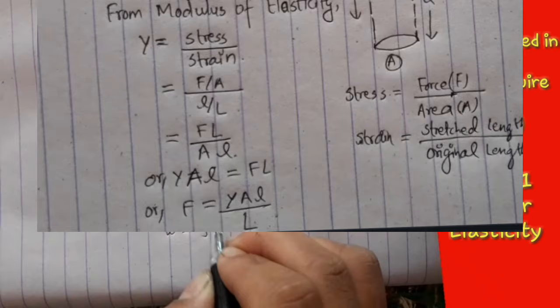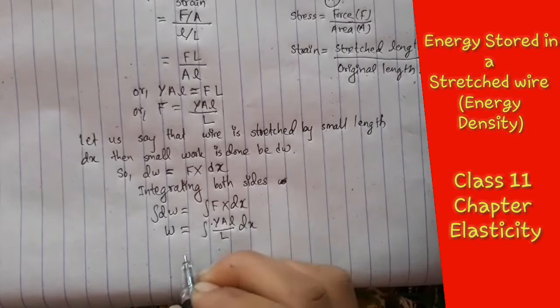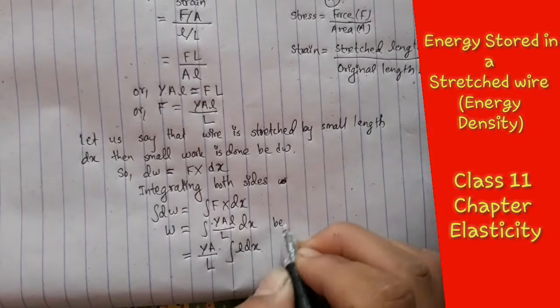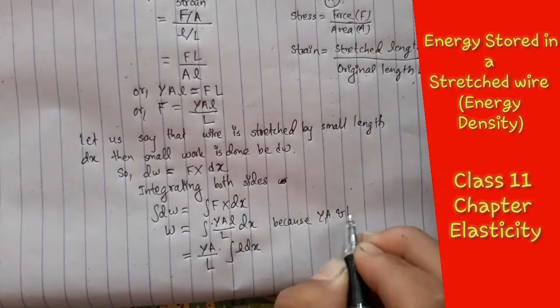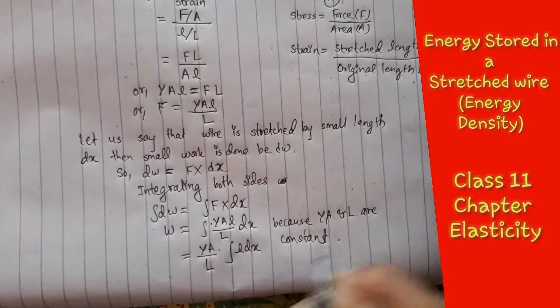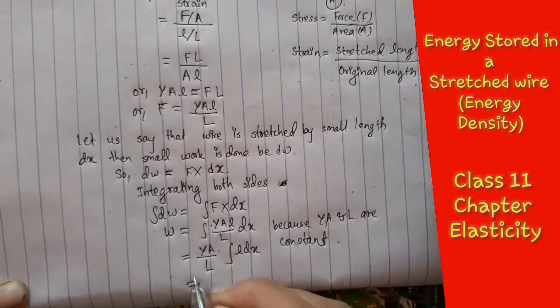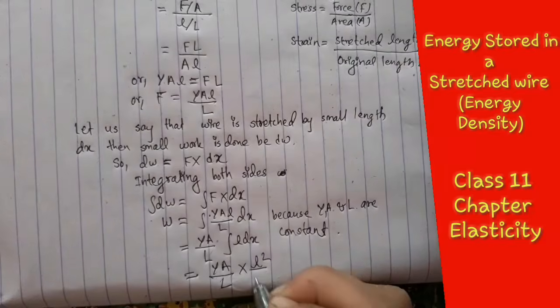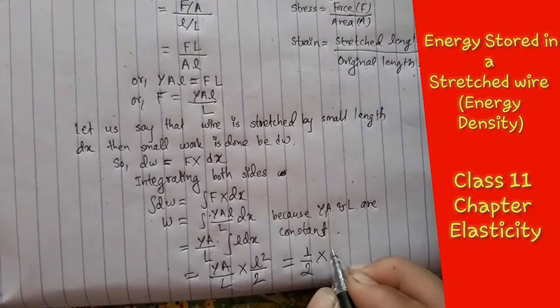So let us put that value here. After putting that value, YA by L will be outside the integral because YA and L are constant. Now after integrating, we get the result that W is equal to YA by L into l square by 2.